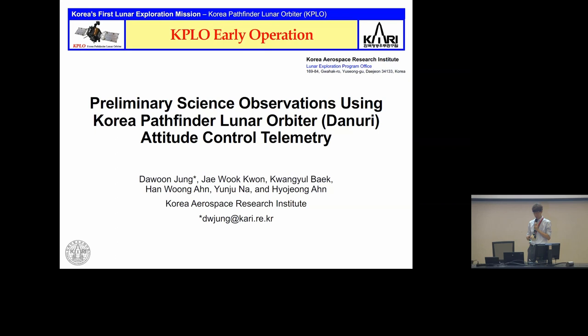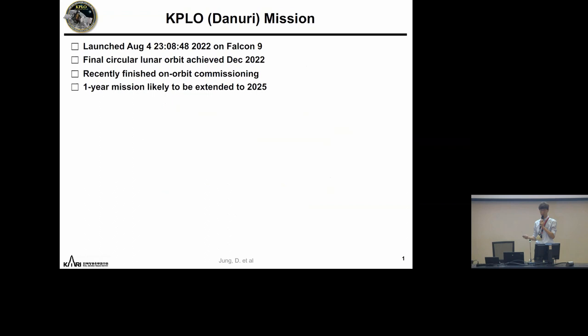As you can see, we can get a lot of interesting data out of Danuri. Briefly, Mark Robinson gave a very nice overview. So basically, this is the mission launched on August 4th. Recently finished commissioning. It was likely to be an extended mission.